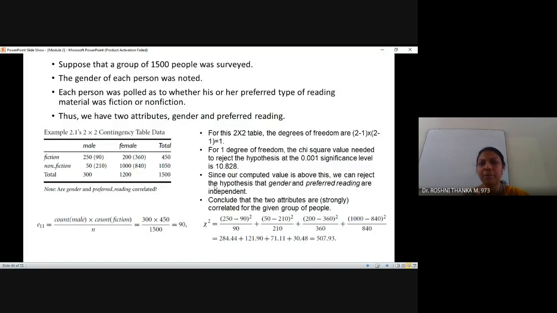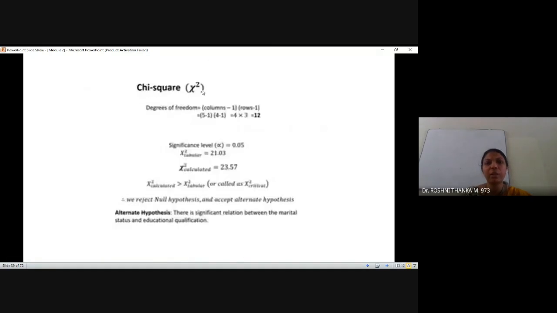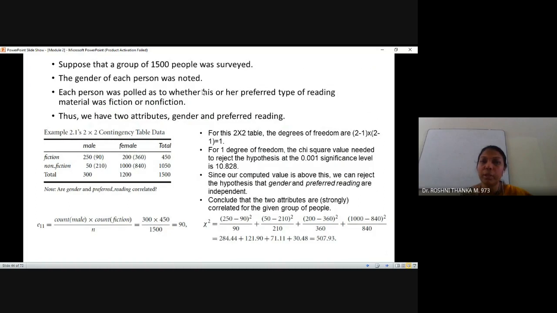This kind of problems you have to practice. Okay, it's an important one. Here we find the relationship between two variables. We want to find if there is a relation between them, which means we want to say whether male reads fiction more or female reads fiction more, or male reads non-fiction more or female reads non-fiction books more. So we want to say whether there is any correlation between these two variables. That is what we want to find.